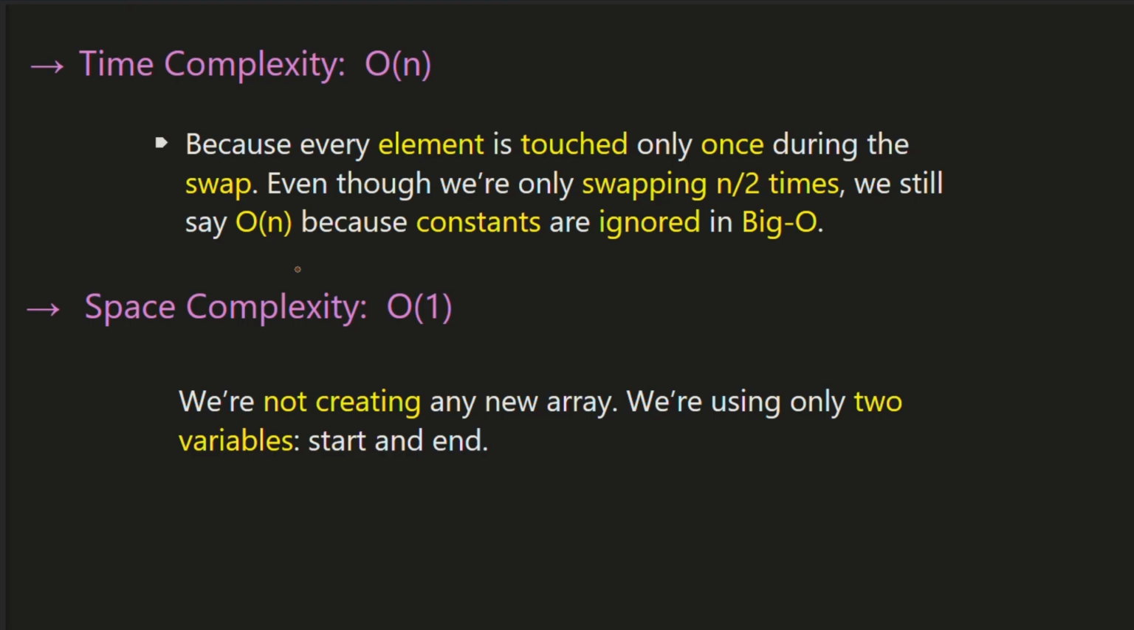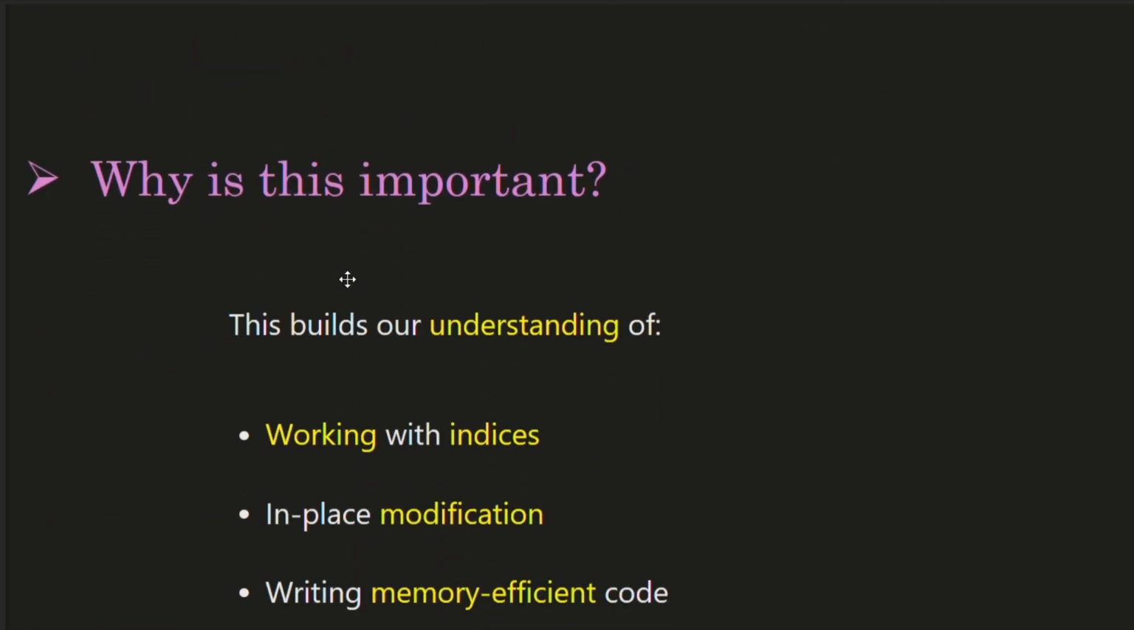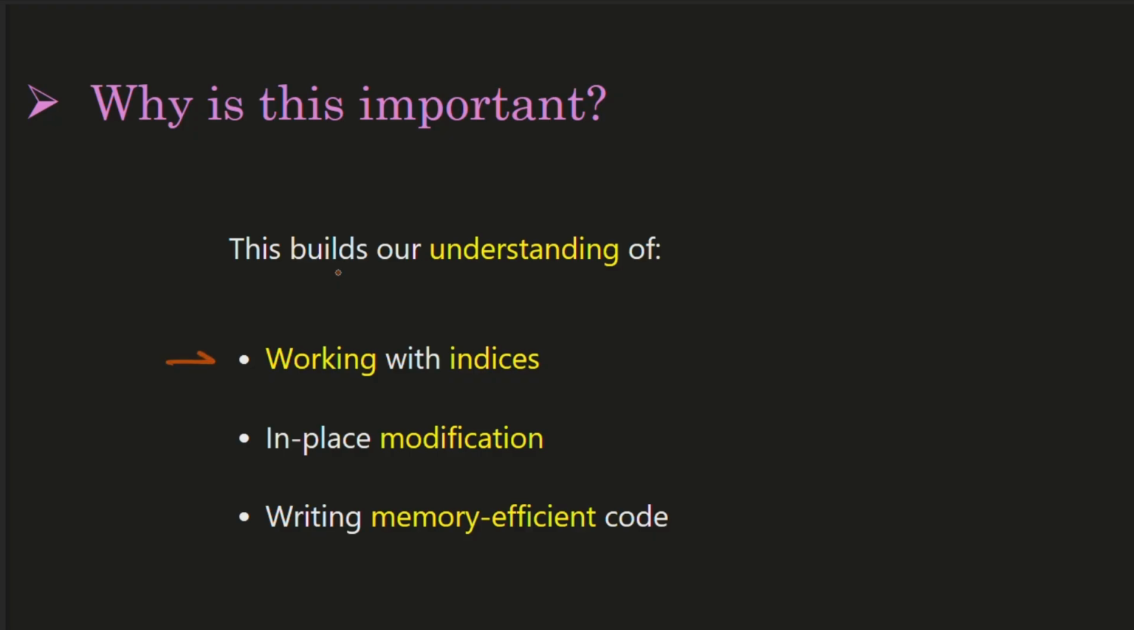Let's discuss the time and space complexity. Time complexity is O(n). Why? Because every element is touched only once during the swap. Even though we're only swapping n/2 times, we still say O(n) because constants are ignored in big O. Space complexity is O(1). We're not creating any new array. We're using only 2 variables, start and end. This builds our understanding of working with indices, in-place modification, and writing memory-efficient code.